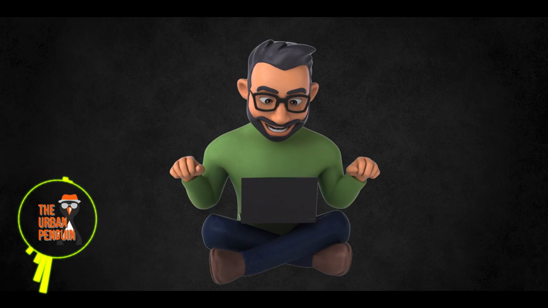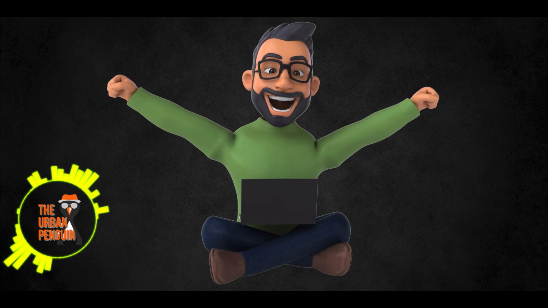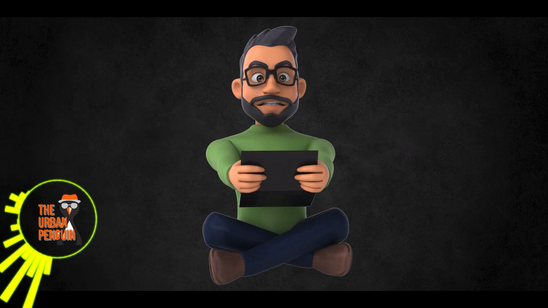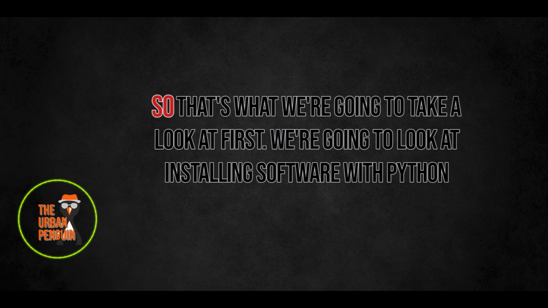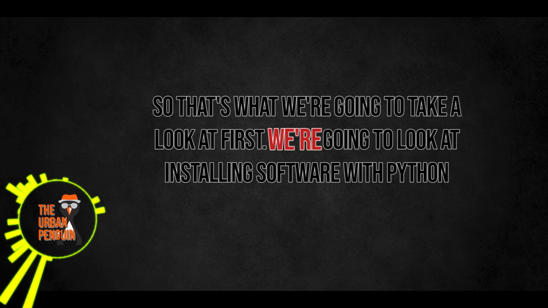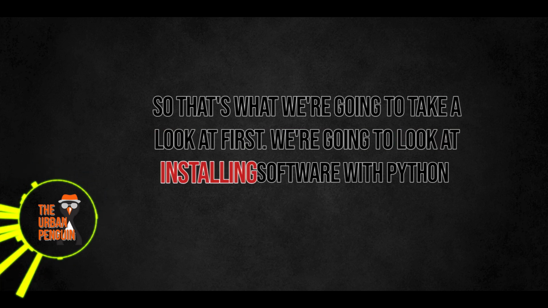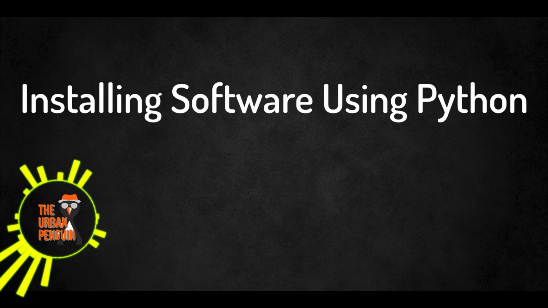The first thing to understand is that we can do more or less anything with general purpose code. However, the downside of that is that we're likely to have to put in a lot more work to be able to achieve the same results. So that's what we're going to take a look at first. We're going to look at installing software with Python rather than using an infrastructure as code product, maybe like Ansible.